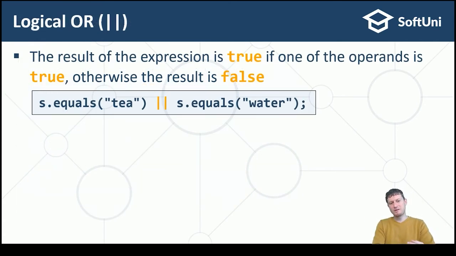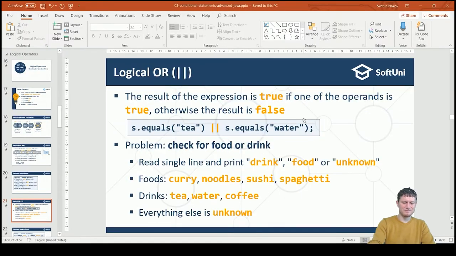The logical OR operator is an operator where the result of the expression is true if one of the operands is true, or both of the operands, left operand or right operand. If one of the members of this OR expression is true, the entire expression result is true. Otherwise, it's false. So if S is tea, or S is water, this will be true.